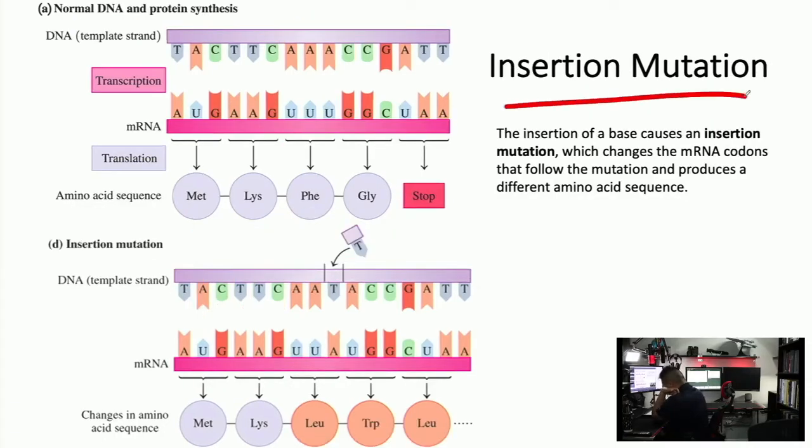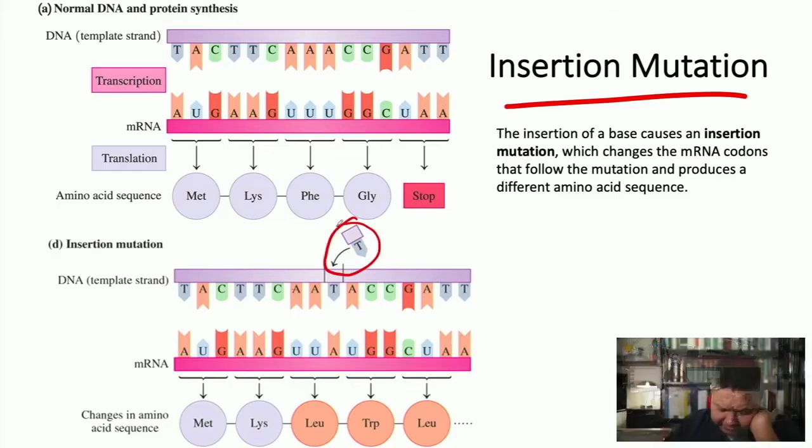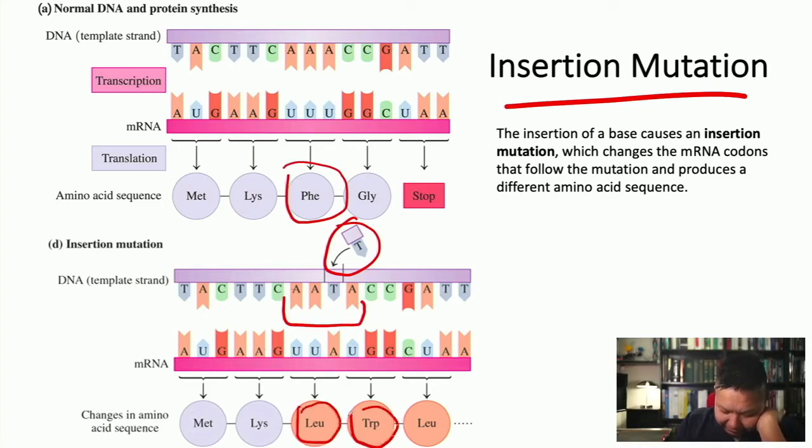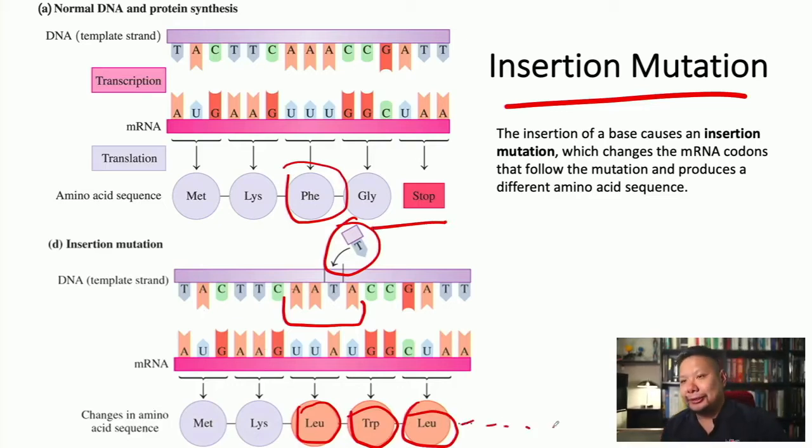Then we have an insertion, same thing, right? Except instead of it being a frame shift to the left, it's a frame shift to the right, right? Here, we didn't lose a T, we inserted a T, and when we inserted a T, we split up the AAA that was supposed to be making phenylalanine, and now we've got leucine and tryptophan out of nowhere, and another leucine. No more glycine and stop codon. So when is this guy going to stop? Right? So that's an insertion. That is an insertion mutation.